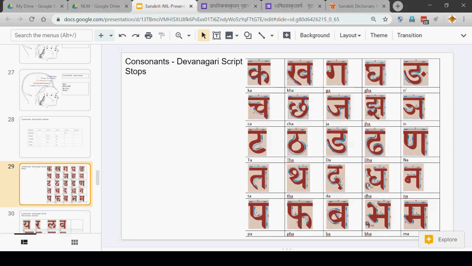Then we have pa, pha, ba, bha, ma. The last line is labial, which means the lips close and then open. Pa, pha, ba, bha, ma. And then they open to pronounce these sounds.